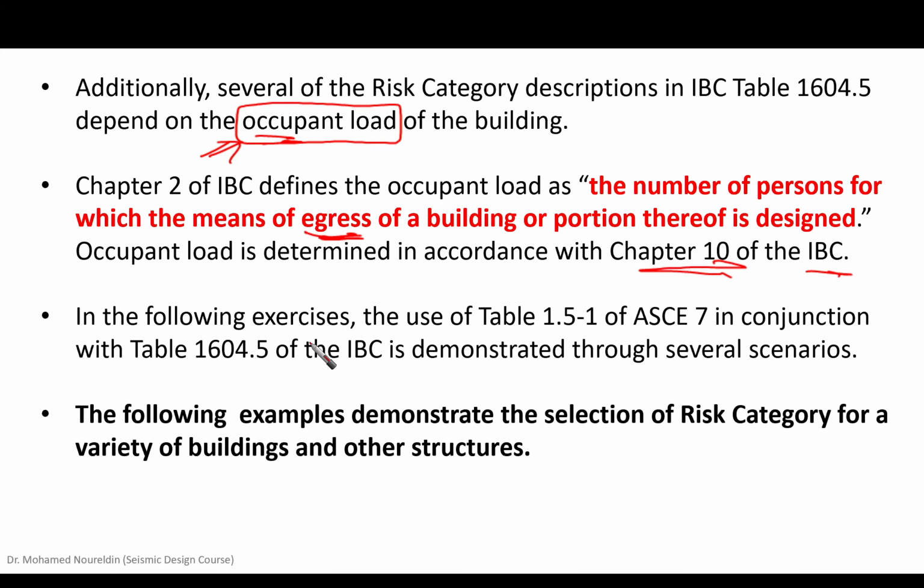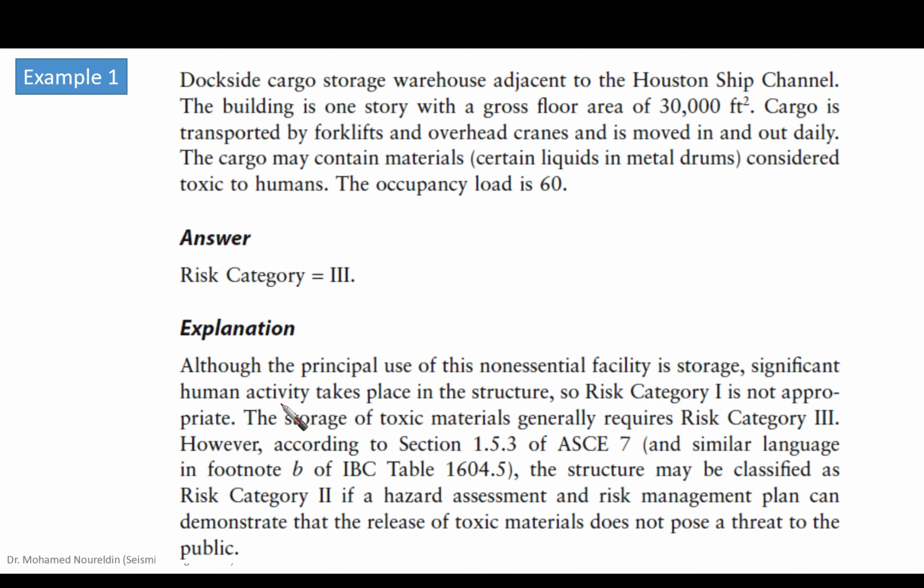In the following exercises, we are going to take several examples. The use of Table 1.5-1 of ASCE in conjunction with Table 1604 of the IBC is demonstrated through several scenarios. The following example demonstrates the selection of risk category for a variety of buildings and other structures. Let's have a look here. So this is example 1.